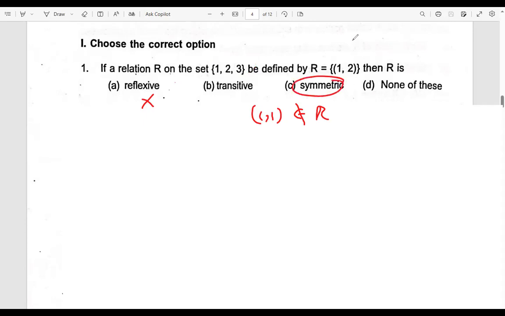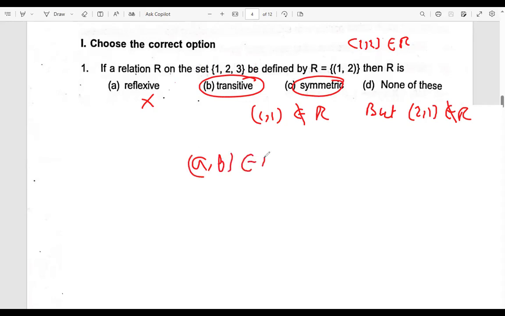It's not symmetric because we have 1, 2 that belongs to the set R, but you can see that there is no 2, 1. 2, 1 does not belong to R, so it is not symmetric. It can be called transitive because whenever (a, b) belongs to R, there is no ordered pair starting with b, that means (b, c) does not belong to R. So we say that it is transitive by special case.